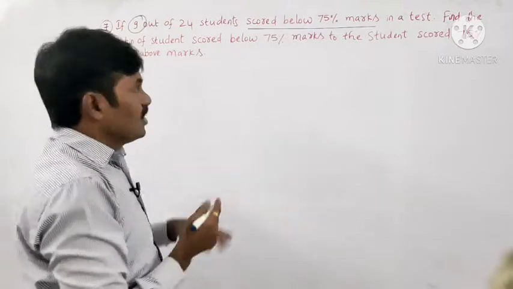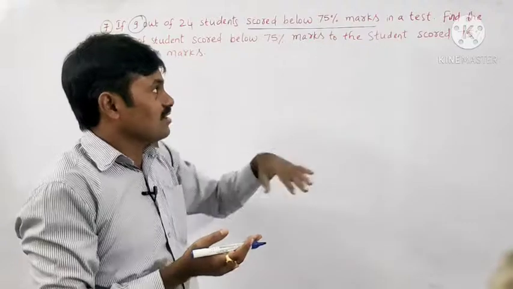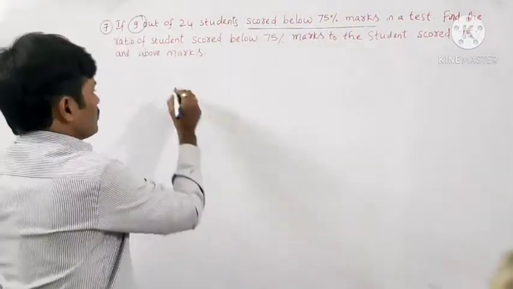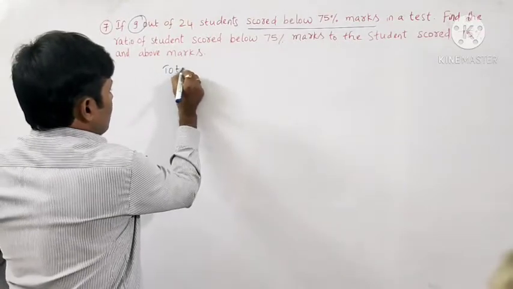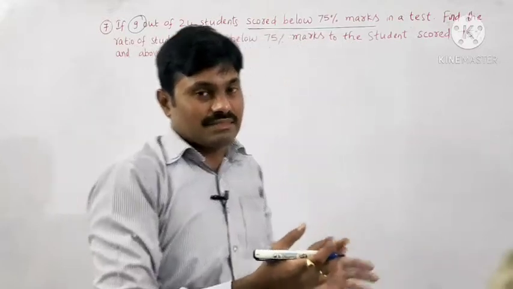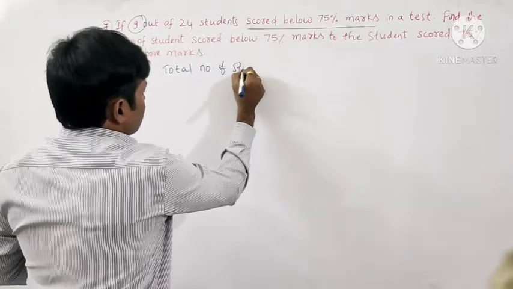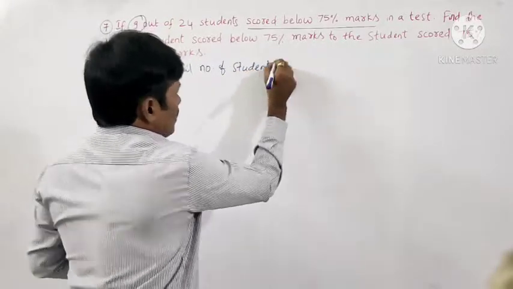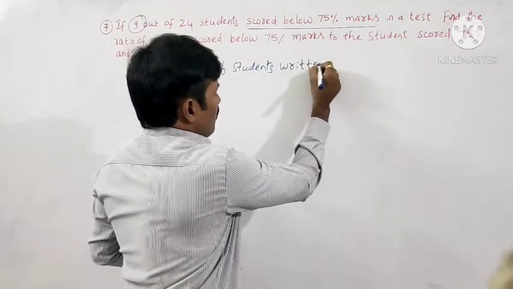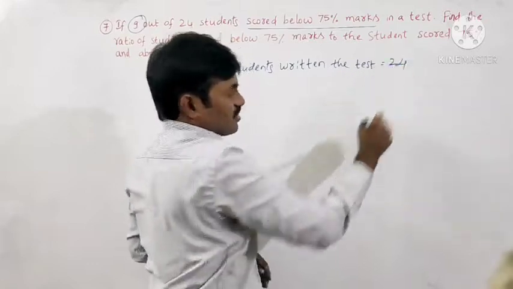Here clearly they have given that these 9 students scored below 75 marks in a test. Total number of students, how many are present? How many of them have attended the test? How many members have written the test? 24 students have written the test. So my first dialogue is: total number of students written the test. How many members? 24. Total number of students written the test is 24.